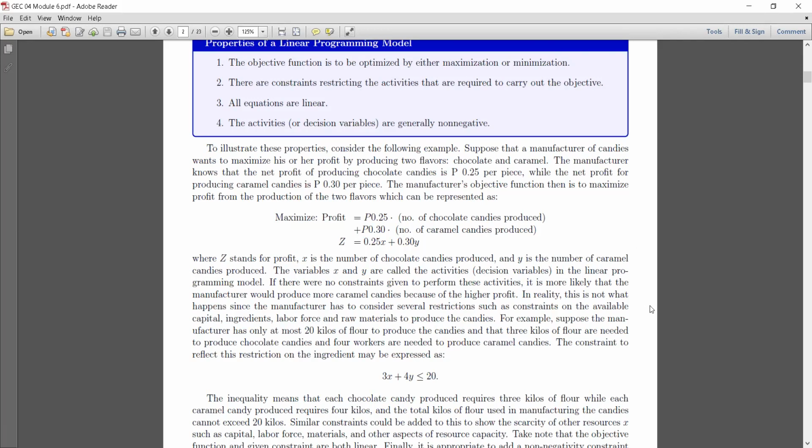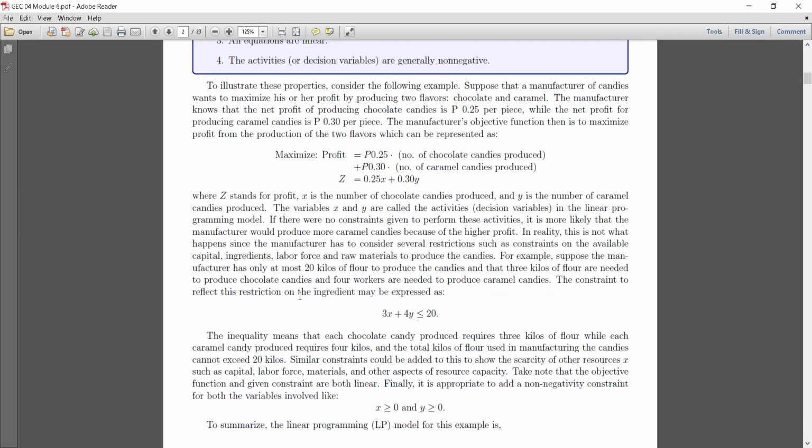For example, magkano yung puhunan mo, yung mga gamit mo, yung mga gagawa ng candies. So, for example, suppose the manufacturer has only at most 20 kilos of flour to produce the candies and that 3 kilos of flour are needed to produce chocolate candies and 4 kilos are needed to produce caramel candies. Okay? So, yung constraint natin dito, 3x plus 4y is less than or equal to 20. Ibig sabihin, meron ka lang 20 kilos ng flour.